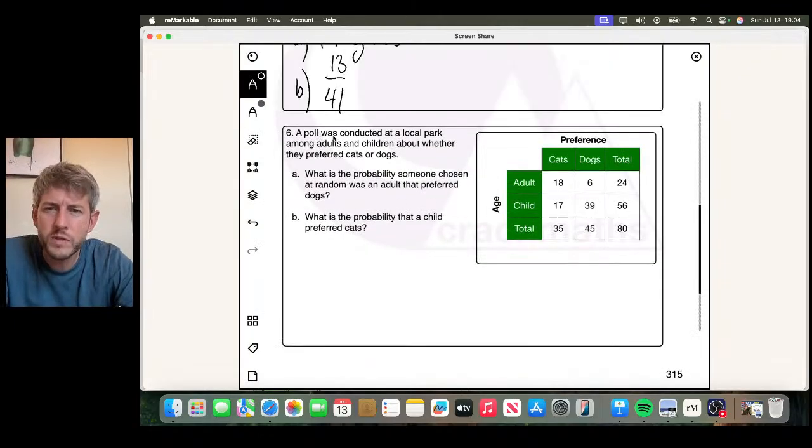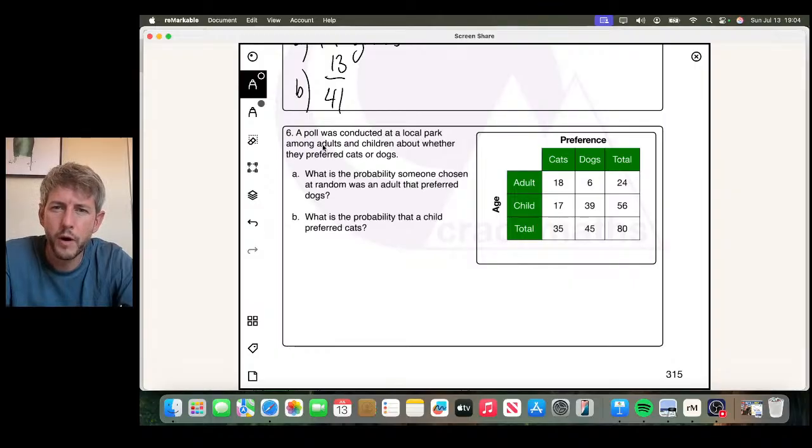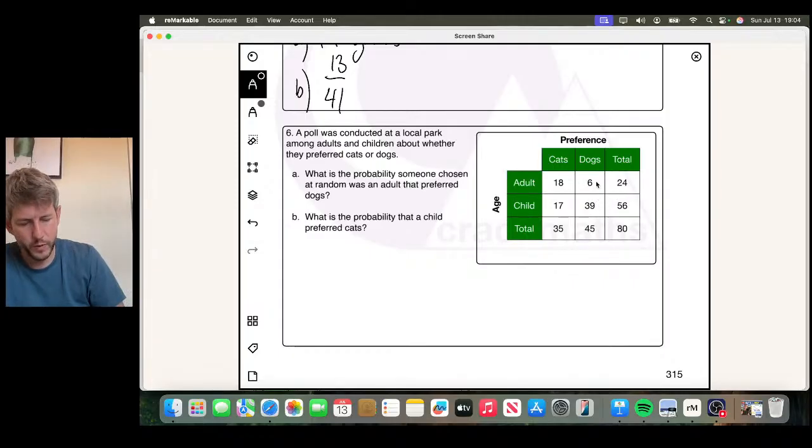So a poll was conducted at a local park among adults and children about whether they preferred cats or dogs. What is the probability that someone chosen at random was an adult that preferred dogs? Okay, let's have a look. So if it's an adult that preferred dogs, chosen at random, that's these 6 people here. And it's at random, so it's out of everyone. So that's 6 out of 80.